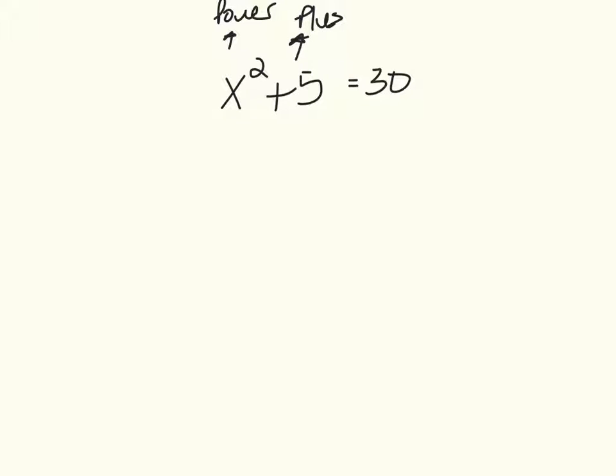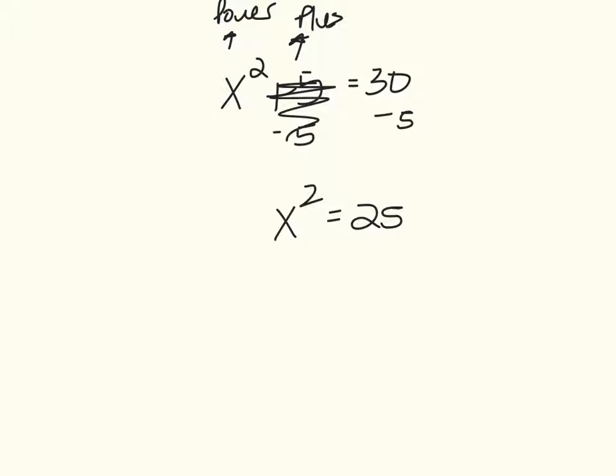Which is more simple? Adding or taking a power? Well, adding, right? We always get rid of the most simple operation. So plus 5 is more simple, so we're going to get rid of it by doing the inverse, which is minus 5 on both sides. That goes away, giving me x to the power of 2 equals 25.